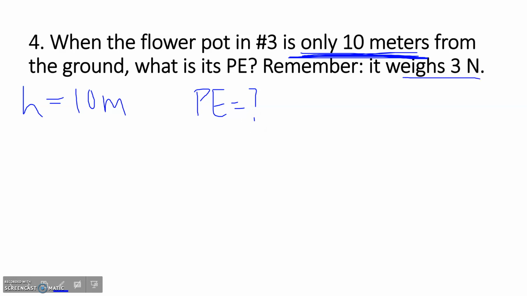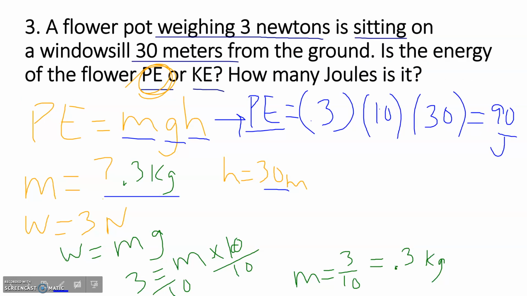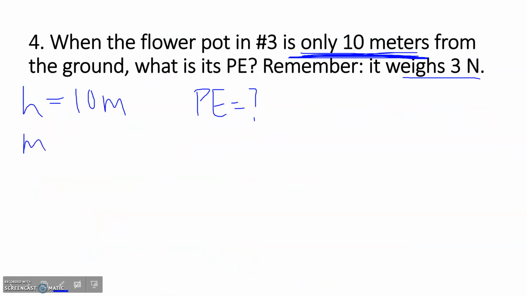Well, I'm going to cheat. I'm going to go back. We figured out that the mass was 0.3. So we know that the mass is actually 0.3 kilograms. That was another given. Same flower pot, same mass. And we still know that gravity is 10 meters per second squared.